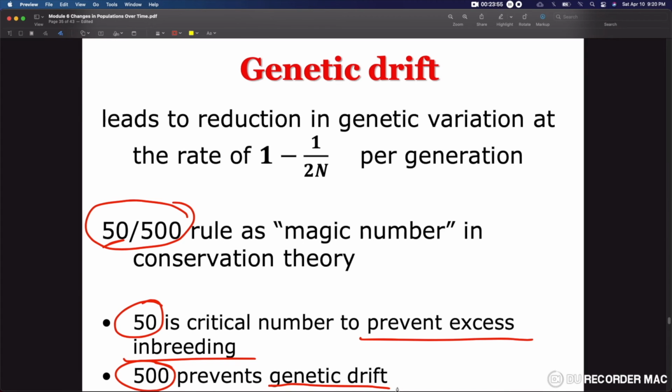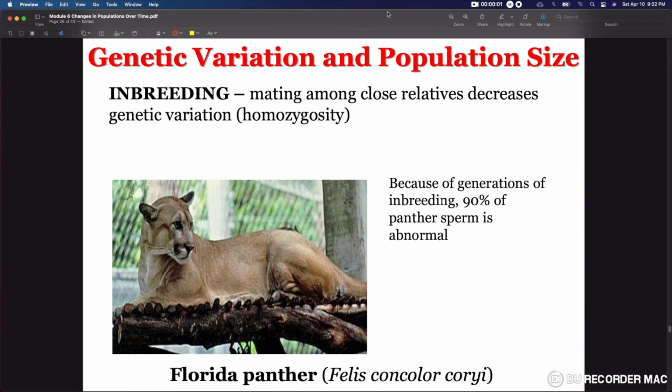Okay, so genetic drift leads to the reduction in genetic variation at the rate of 1 minus 1 over 2n per generation. So this is the equation for computing, this is population of course, for computing for the effect of genetic drift. So again, if you have higher population here, lesser chance of genetic drift to happen, lesser effect of genetic drift.